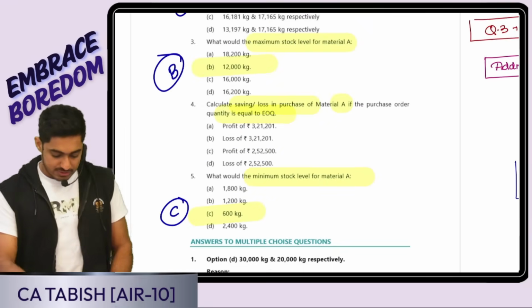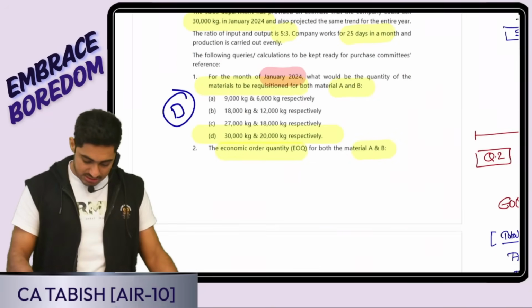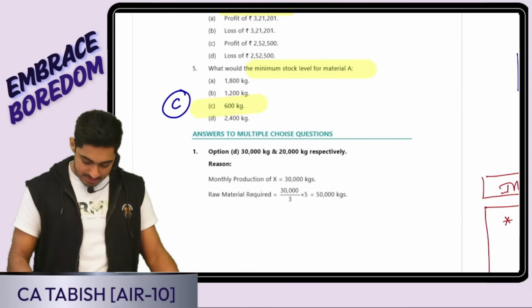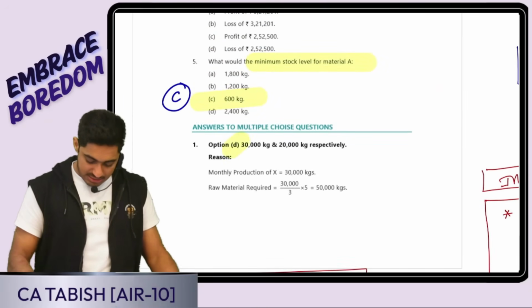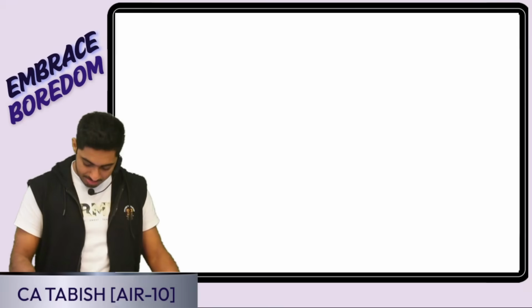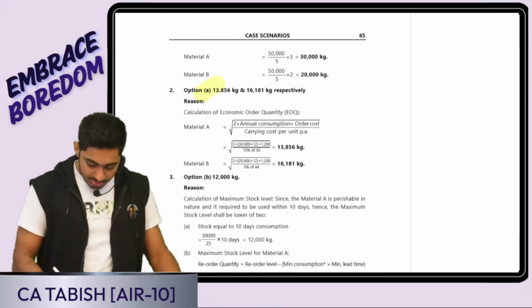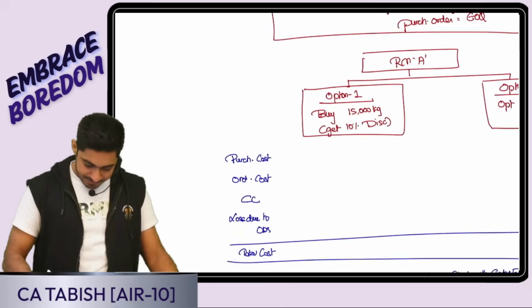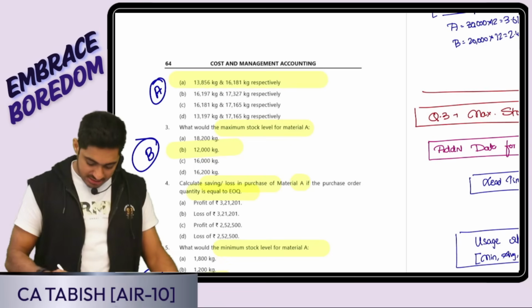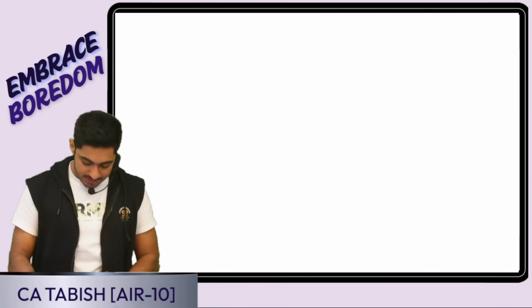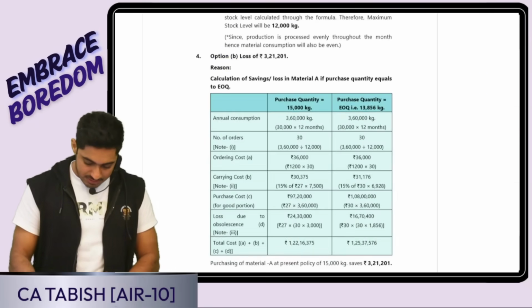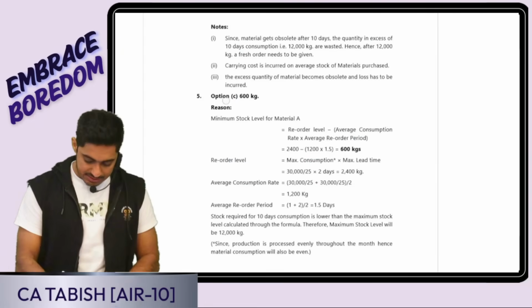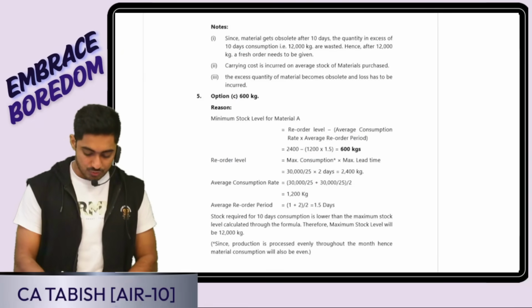Is this clear, everyone? So look at the answers. First one is going to be option D. Second one is going to be A. Third one is going to be B. So 2 is A, 3 is B. Fourth we have not solved. Fifth one is going to be C. Is this clear, everyone? One question we have done.